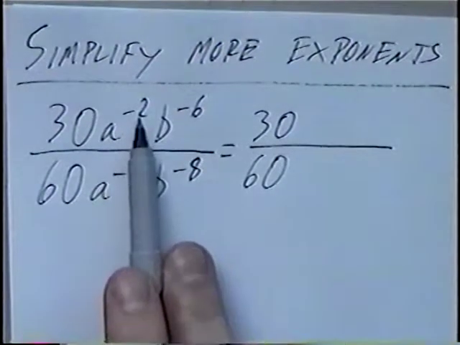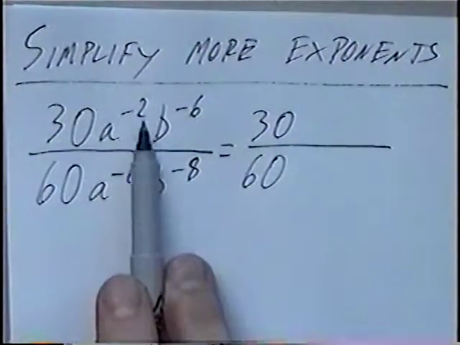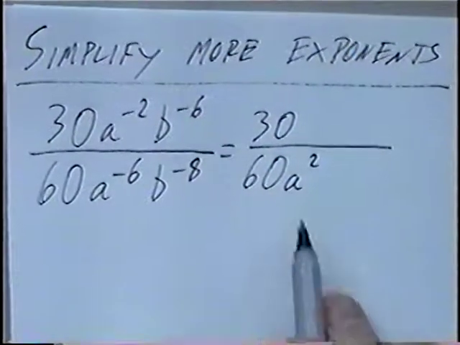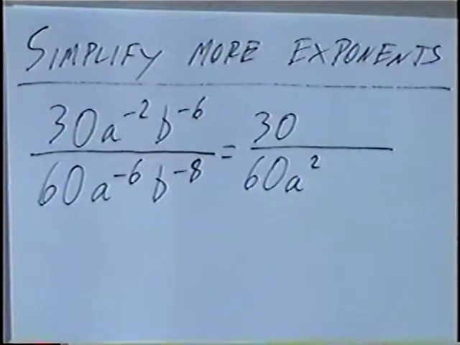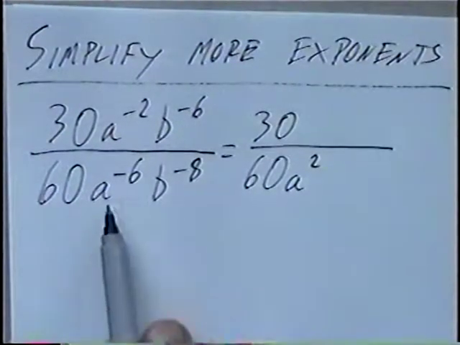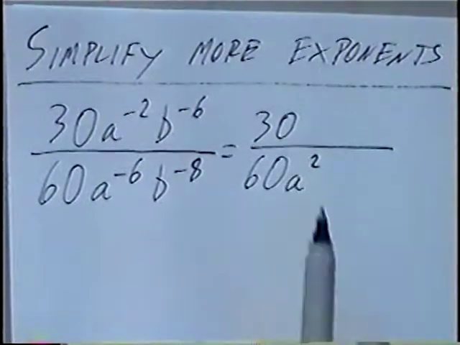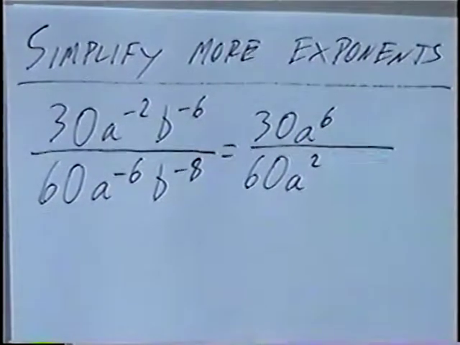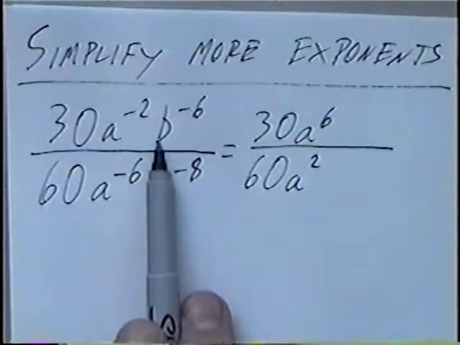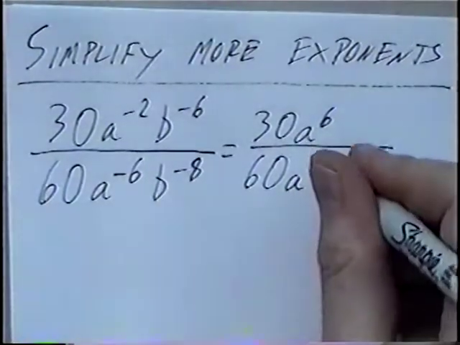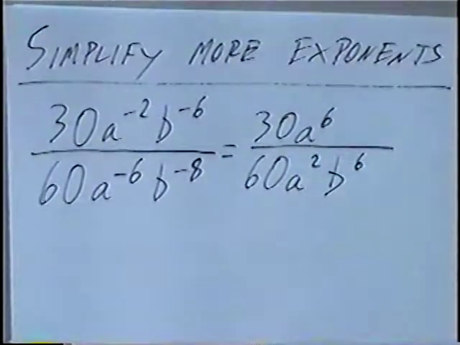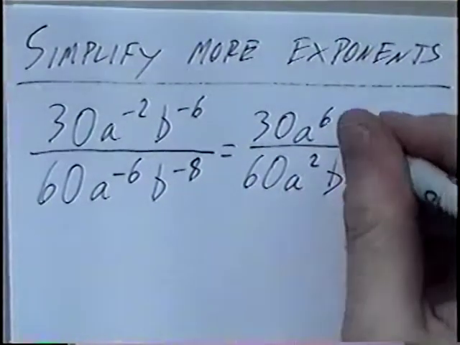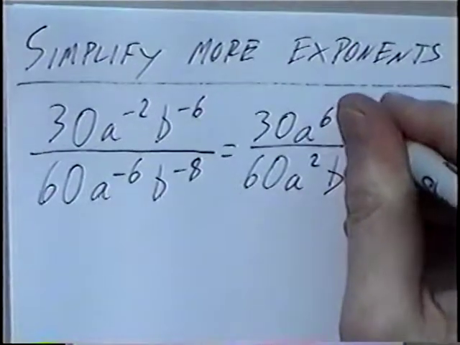If we have a to the power of negative 2 in the numerator, we can rewrite that as a to the positive 2 in the denominator. And likewise, if we have a to the negative 6 in the denominator, we can rewrite that in the numerator, changing the exponent to a positive 6. Also with the b's, b to the negative 6, we can write in the denominator as b to the positive 6, and b to the negative 8, we can write in the numerator as b to the positive 8.